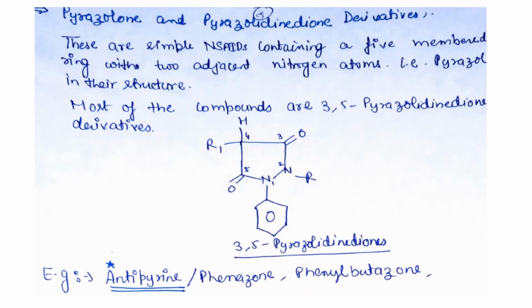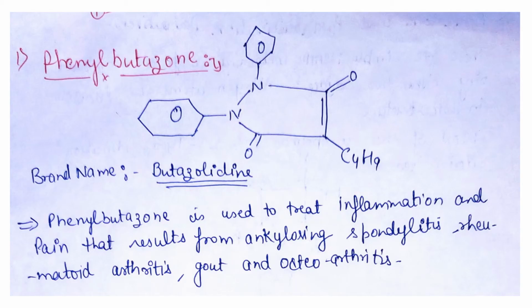Then pyrazolone and pyrazolidone derivatives. The drugs in this category are antipyrine, like phenazone, and phenylbutazone. The structure is of phenylbutazone. Brand name is Butazolidin. It is also used to treat inflammation and pain that result from ankylosing spondylitis, rheumatoid arthritis, gout, and osteoarthritis.